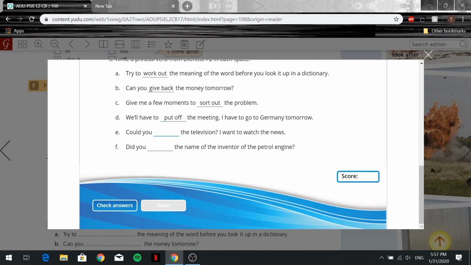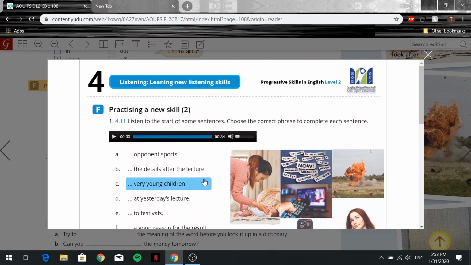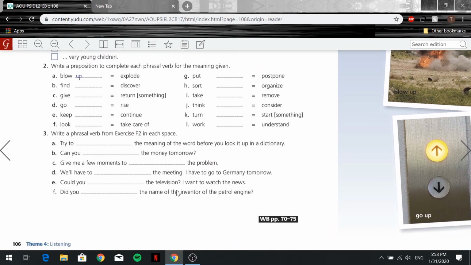5, could you dash the television? I want to watch the news. We'll say, could you turn on the television? I want to watch the news. And F, did you dash the name of the inventor of the petrol engine? We'll say, did you find out the name of the inventor of the petrol engine? Okay, so that was exercise F, and this concludes our listening section.